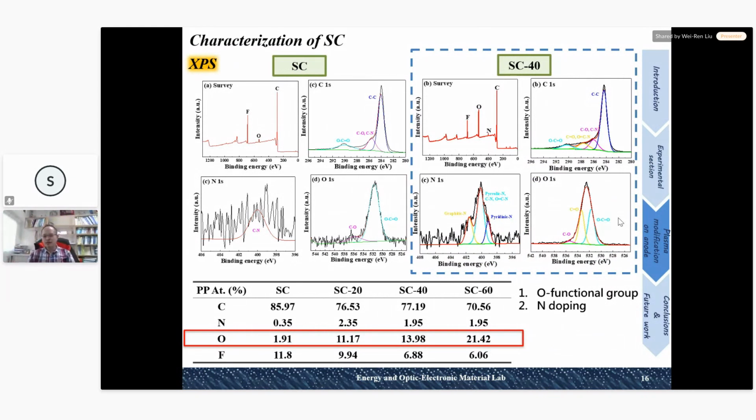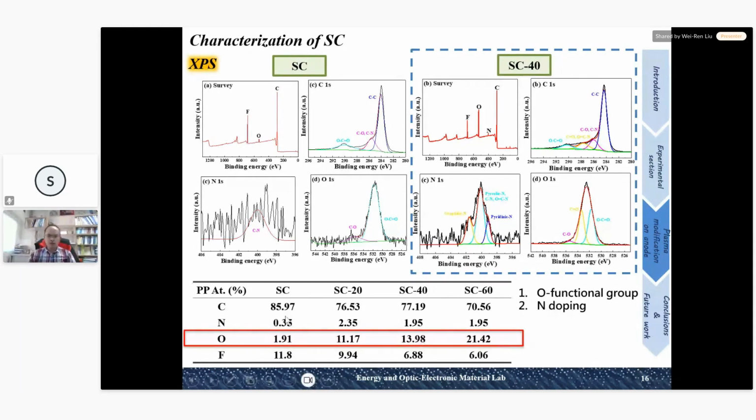First of all, for the oxygen functional group, for pristine, the oxygen is 1.91. But after 20 times plasma treatment, it increased to 11, 13, and 21. So obviously, by using the argon plasma treatment, the surface functional group increased a lot. That's the reason why the contact angle dramatically decreased, because of the functional group.